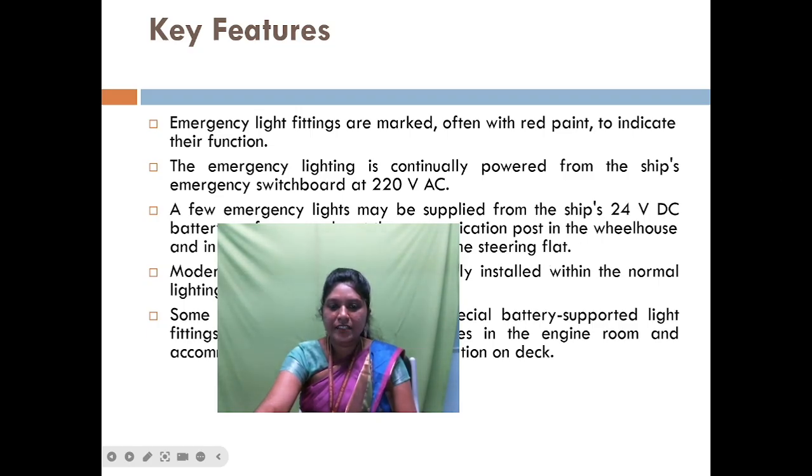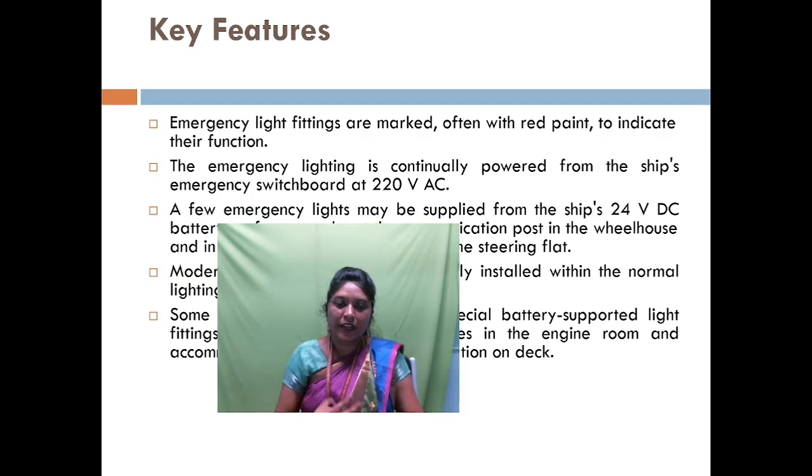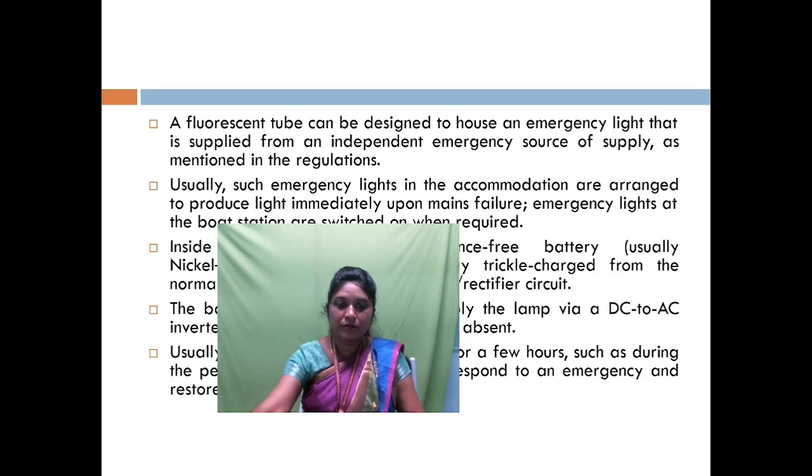Modern emergency lights are generally installed within the normal lighting fixtures. Some shipping companies now fit a special battery supported light fitting that is provided in the main escape route, in the engine room, accommodation and the lifeboat station. A fluorescent tube can be designed to house an emergency light that is supplied from the independent emergency source of supply, as mentioned in the SOLAS regulations.